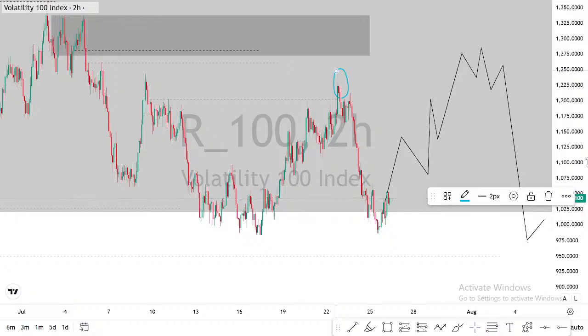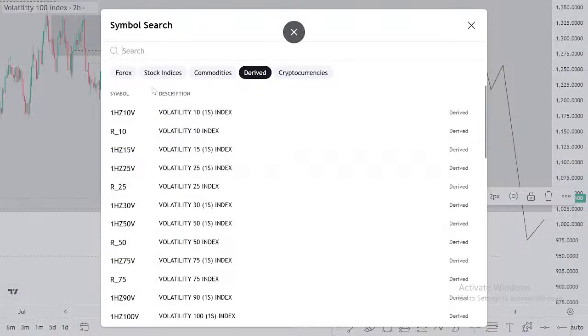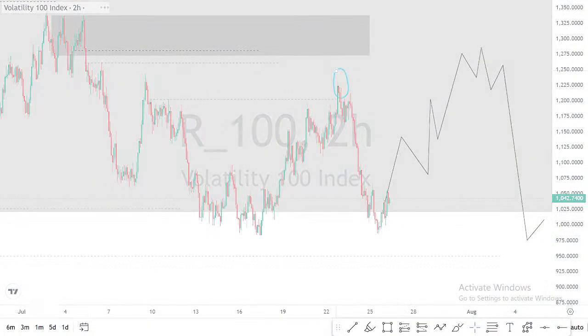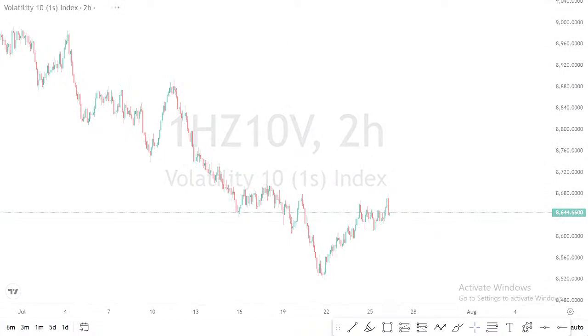So let's pick 2 more assets. So we're going to go for volatility 101S. So let's check 24 hours time frame, of course.